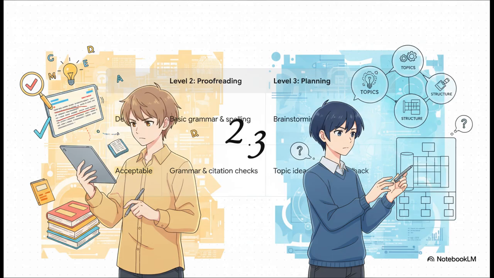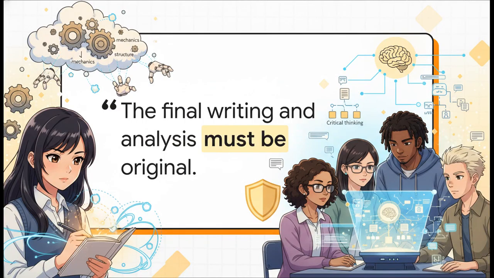But at level 3, it gets a little more involved. It can be your planning assistant. You can use it to brainstorm some topics or get feedback on an outline to help you get started. But listen, for both of these levels, there is one critical line you cannot cross. The final writing and analysis have to be original. The core arguments, the paragraphs, the critical thinking, all of that has to be 100% you.